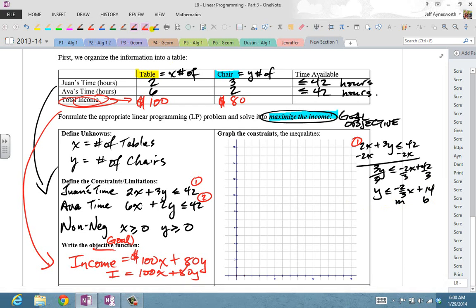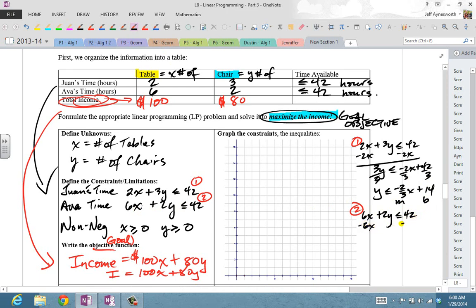And inequality number 2, I've got to do the same thing. So I've got 6x plus 2y is less than or equal to 42. I've got to subtract 6x here. I've got 2y less than or equal to negative 6x plus 42. I've got to take everything and divide by 2. So y is less than or equal to negative 3x plus 21. That's my second inequality, with my slope of negative 3 and my y-intercept is 21.